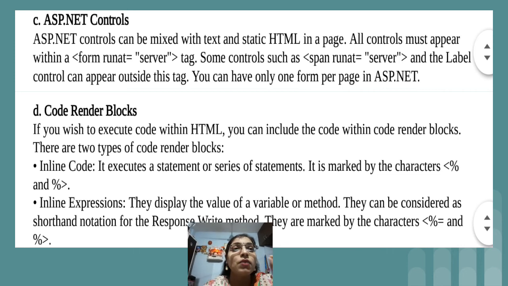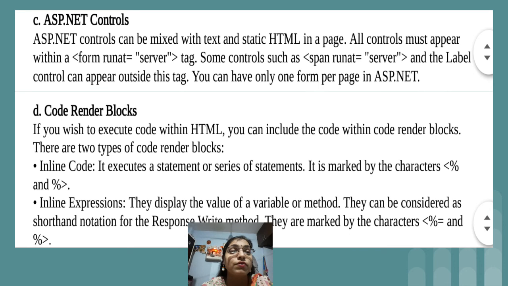And there is again one symbol which is used for inline expression: triangular bracket, percent and equal to symbol is added. In inline code we do not have the equal to symbol, but in case of inline expression we have equal to, and after equal to we just write down the name of the variable whose value we want to print, and after that just close that inline expression block. So basically as we make use of response.write in the .cs file to display a specific variable, the same way we can make use of inline expression to display the specific variable value.